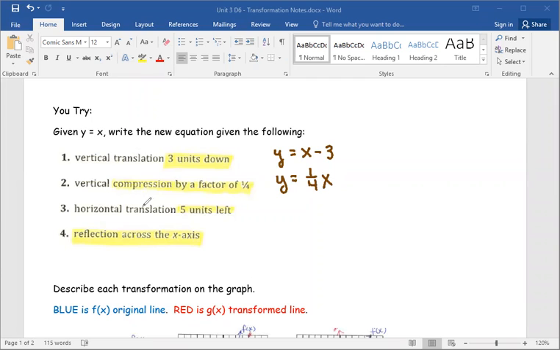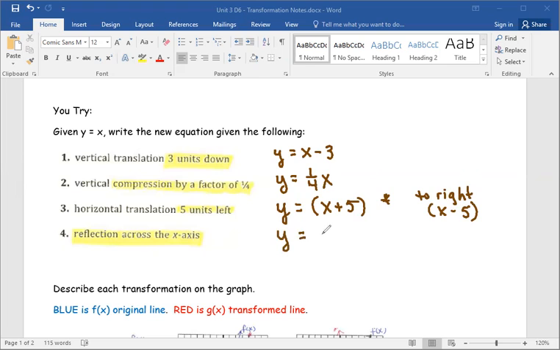Number three, horizontal translation 5 units to the left. Now remember we had to write left inside of parentheses. It's actually the opposite, so this one's going to be the hard one. If I was going to the right, then you write it the other way. So it's opposites. And then number four, a reflection.